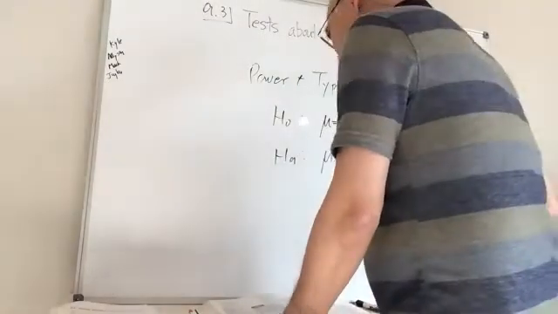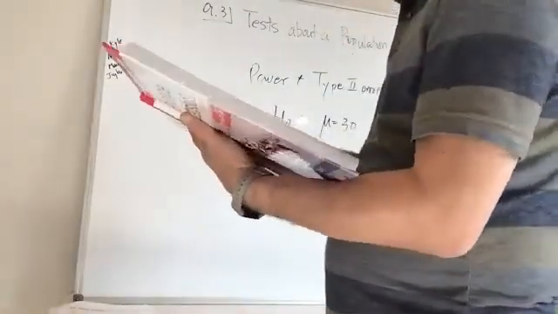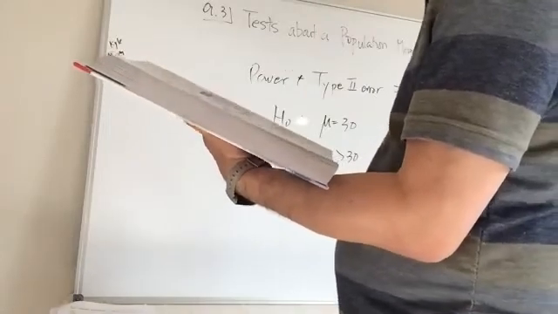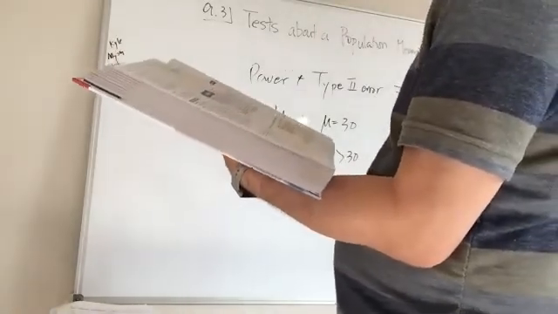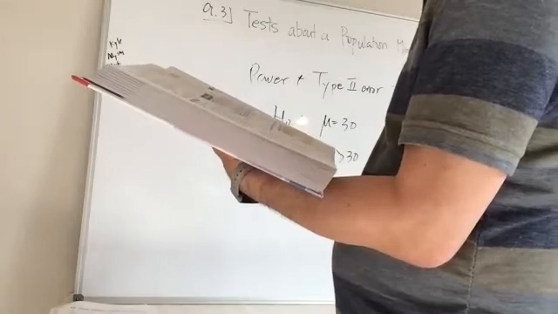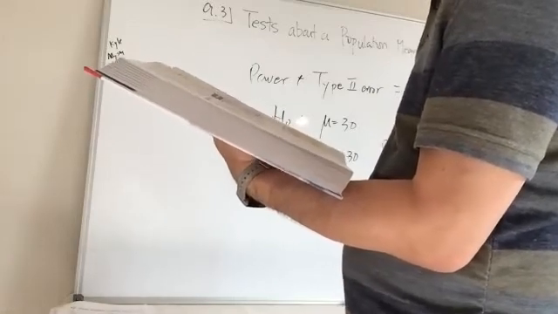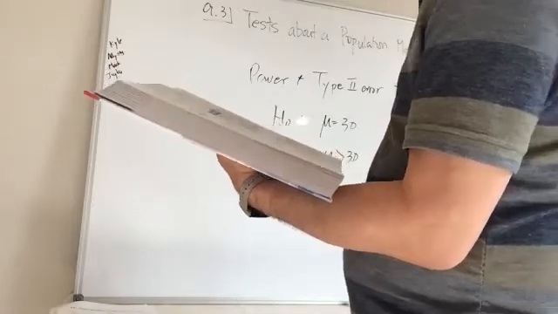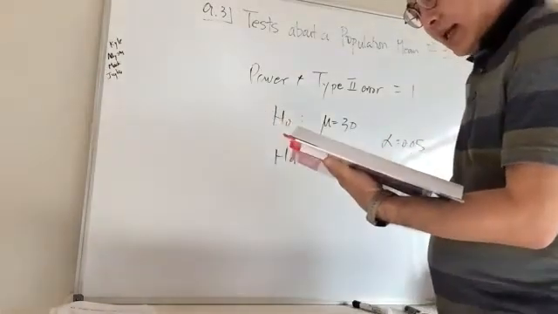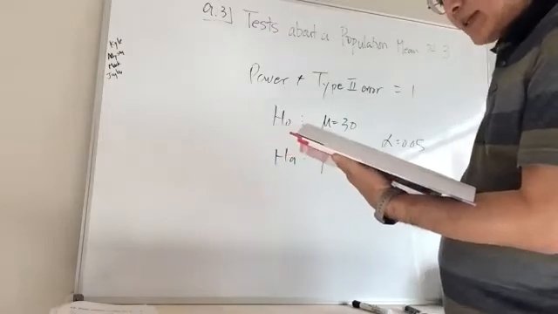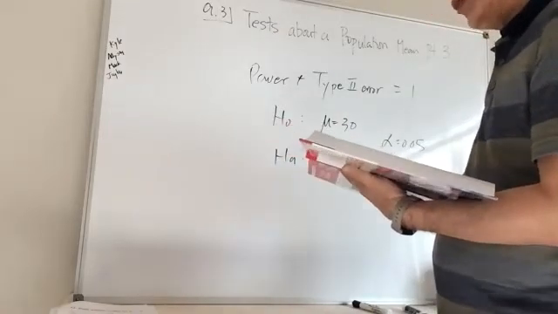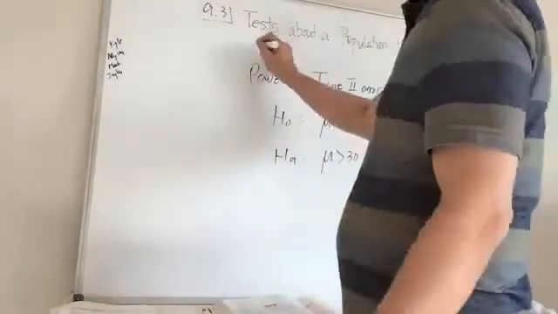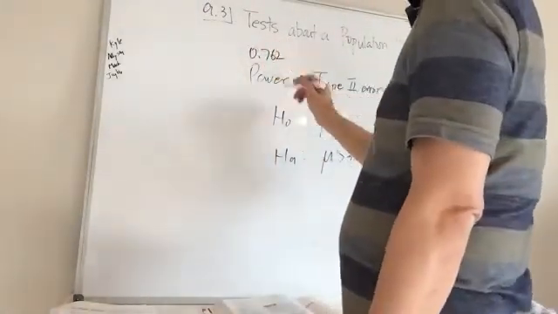So we're going to do a significance test where mu is the true mean lifetime in hours of the deluxe AAA batteries. The power of the test to detect that mu is equal to 31 is 0.762. So interpret this value. The power of the test was 0.762.